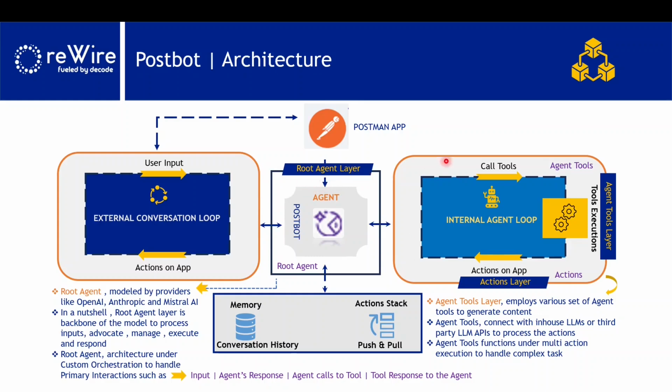It has three layers inside this internal agent loop. One is the root agent, which we call the root agent layer, where the agent acts as the backbone for the entire assistant process. Taking the inputs, understanding and processing them, memory management, and actions management, everything will be taken care of by this root agent.